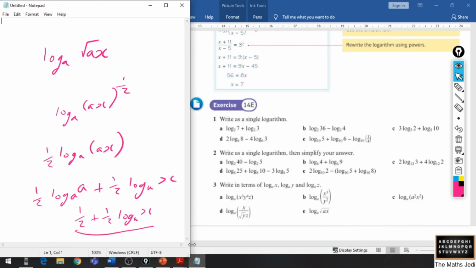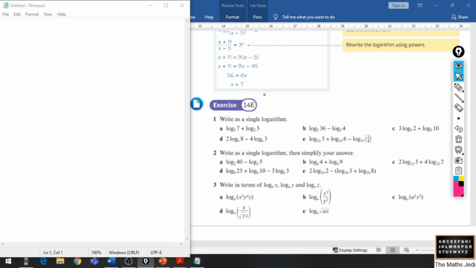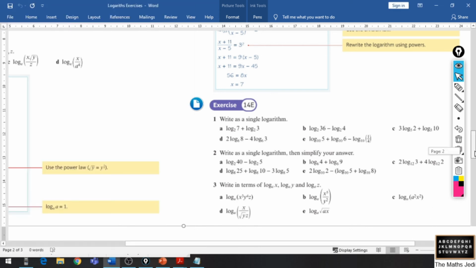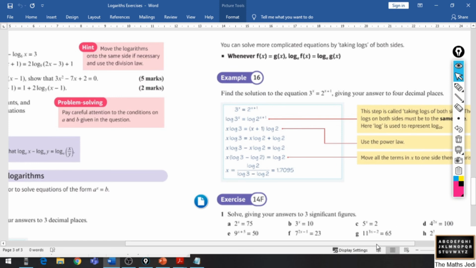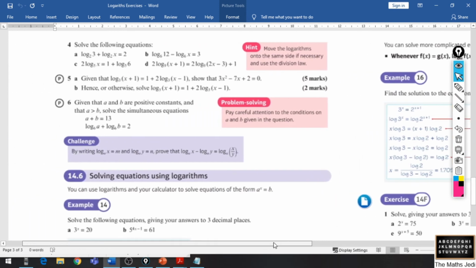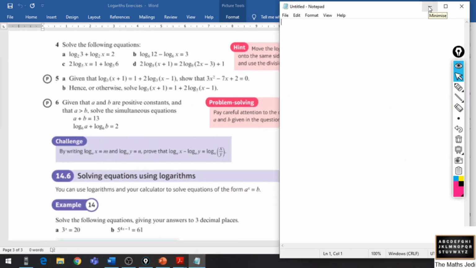So you can see rules of logs are quite tricky, but if you're thinking about the laws of logarithms and the laws of indices as being interchangeable, it's really helpful to do that and work your way through. Let's look at a couple of other examples. So question 4, we'll look at 4a first of all.